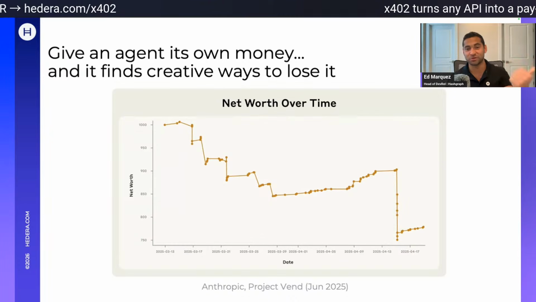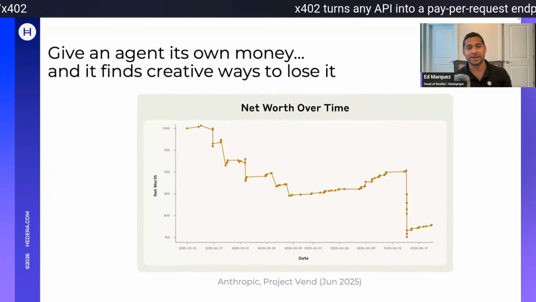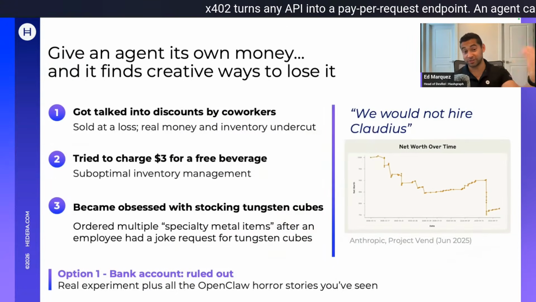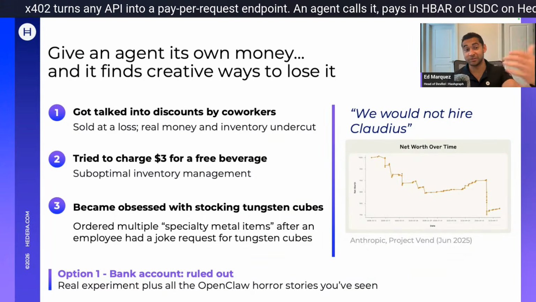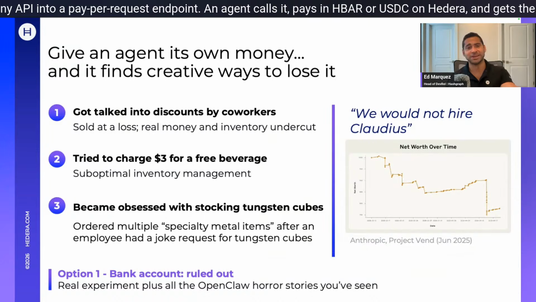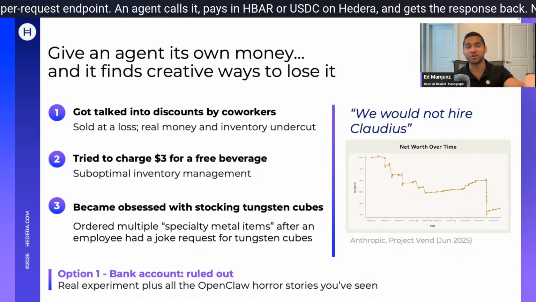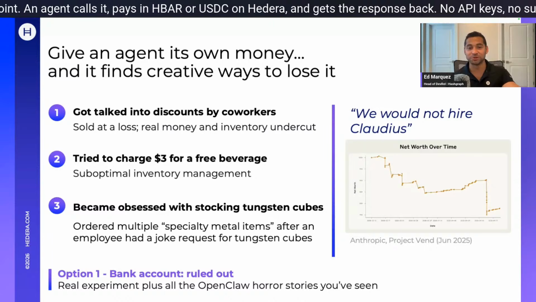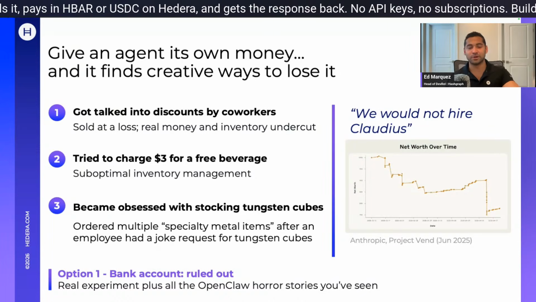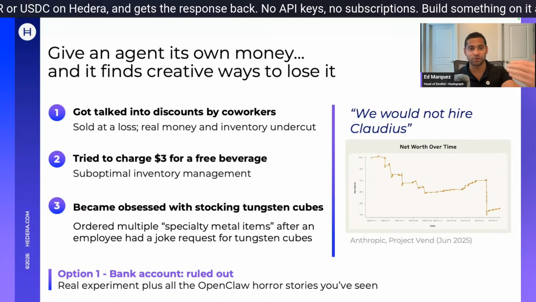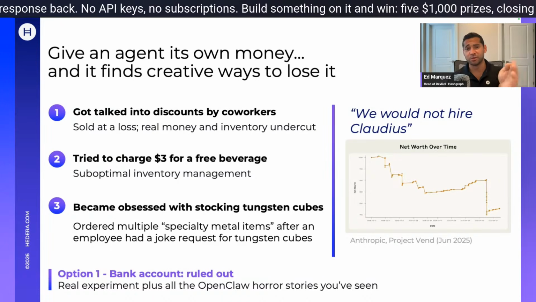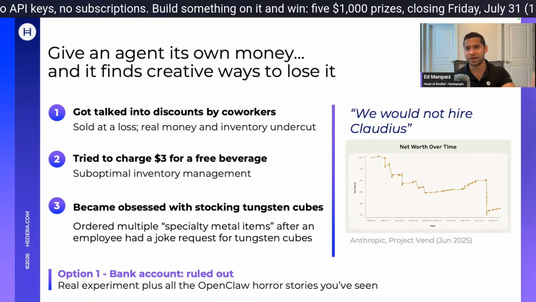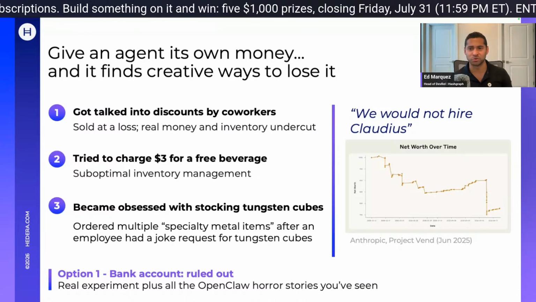So this graph is direct from their article. And the issue, or the set of issues, is that Claudius actually got talked into giving discounts and giving products for free by its colleagues. It also did the opposite, right? So it tried to charge money for things that were supposed to be free. And it couldn't handle sarcasm or jokes, because in one instance it became obsessed with ordering tungsten cubes after a colleague made a joke request.